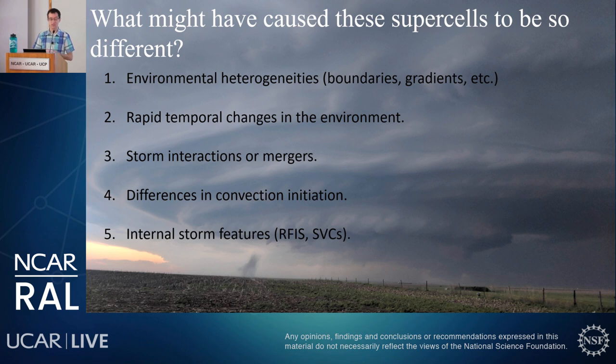And the last one is internal storm features, things like rear flank internal surges or SVCs, basically all the things that we're sampling in TORUS. It's more of the stochastic thing. So even if you have supercells that are in the same environment, if they have different versions of these from stochastic variability, they may end up evolving differently.